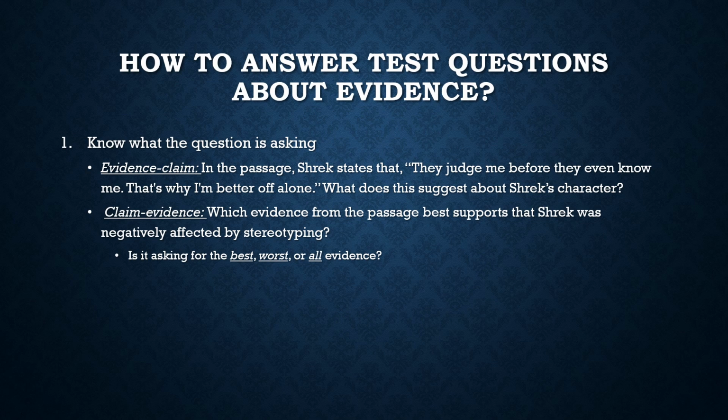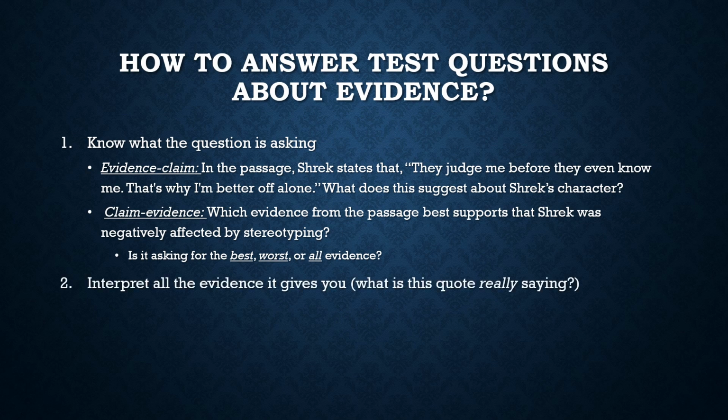All of the above is particularly, you might think it's all of the above if it just says which evidence from the passage supports that Shrek is negatively affected by stereotyping, instead of saying best or worst or anything like that. Then you can assume that there's a pretty good chance that it might be all of the above, because basically you would have to not say that at all for it to be wrong. Anyway, that's a lot of detail on that. Let's go ahead and go to the next part.